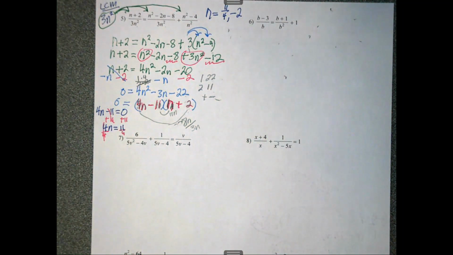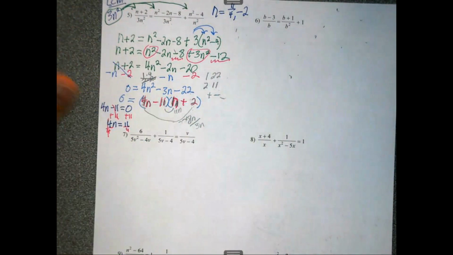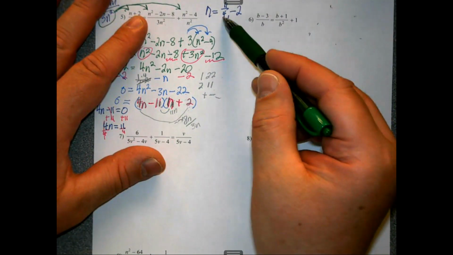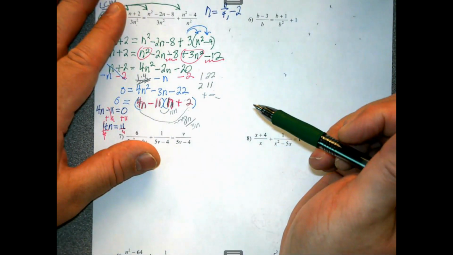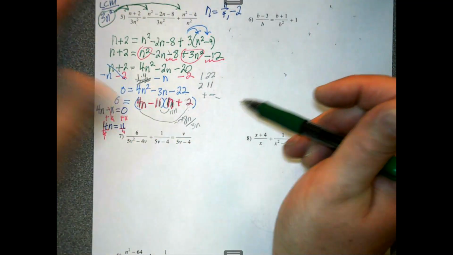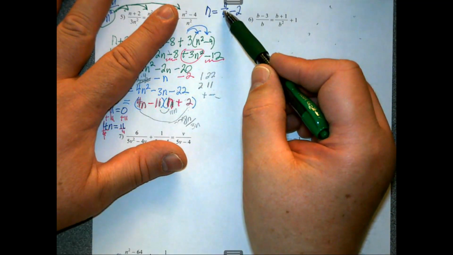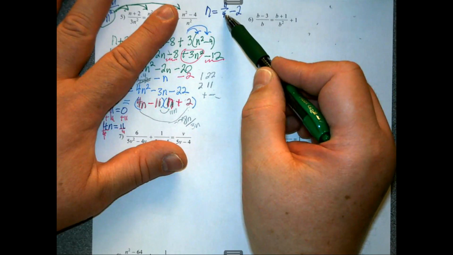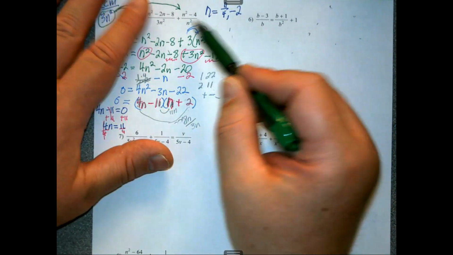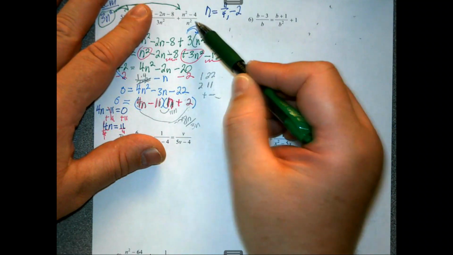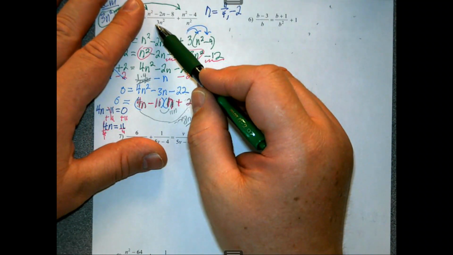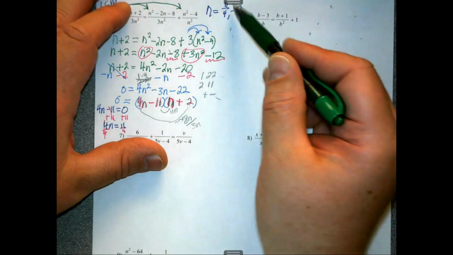Now, the last couple days, I made you guys actually take this fraction, plug it in there, and check to see if they were equal. We're not going to do that. We're just going to see, does 11 fourths make any of these denominators 0? Well, let's think about this. N squared, so 11 fourths squared is going to be 121 over 16, so it's not 0. And we're going to multiply 121 over 16 by 3. That's not going to be 0. So that one's not going to be 0. So 11 fourths checks.